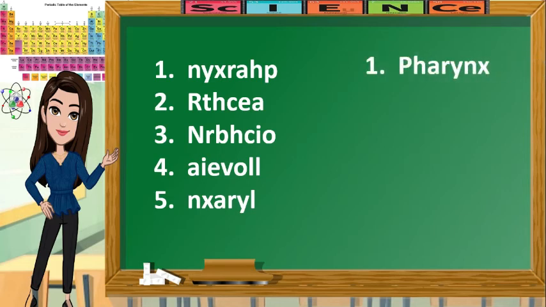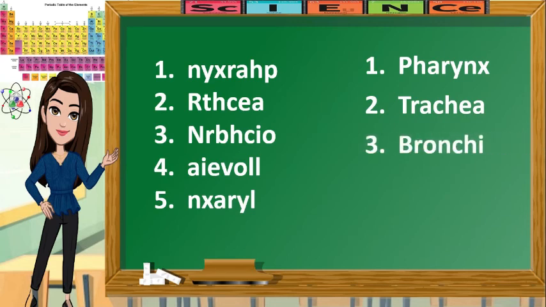That's pharynx. That's correct. Second is trachea. Third is bronchi. Fourth is alveoli. And the last one is larynx. Who got the correct answer?